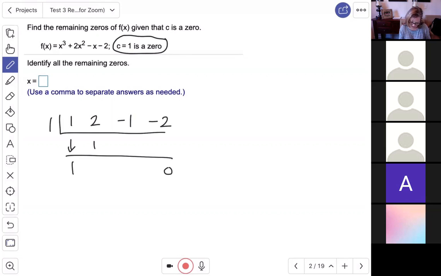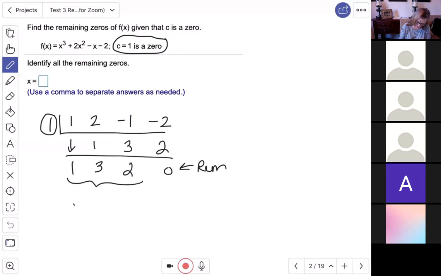Then you add 3 times, remember you're always multiplying by this 1. So 3 times 1 is 3. Then you add. Then lastly, 2 times 1, and you add. And there you go. This is the remainder, right? Which is 0, which is because it was a 0, right? And then this right there is my quotient.